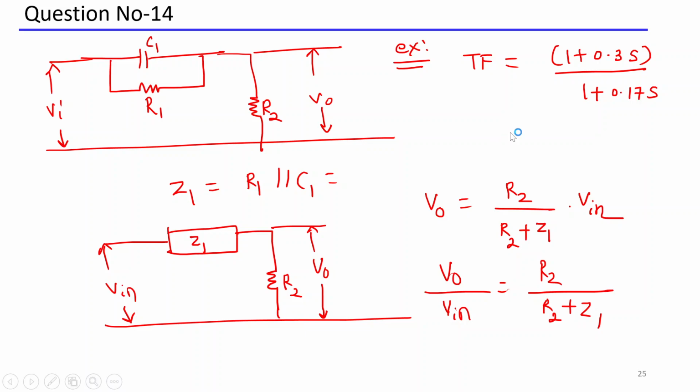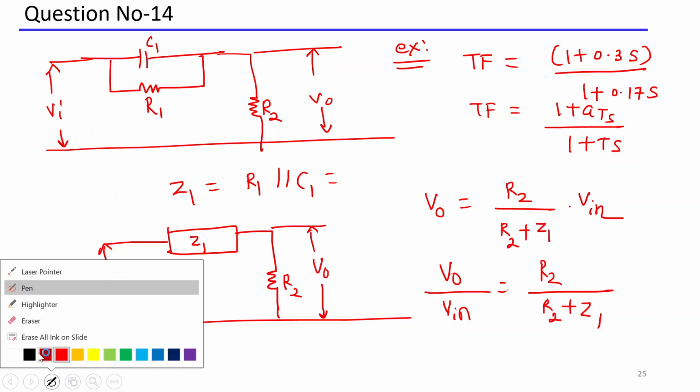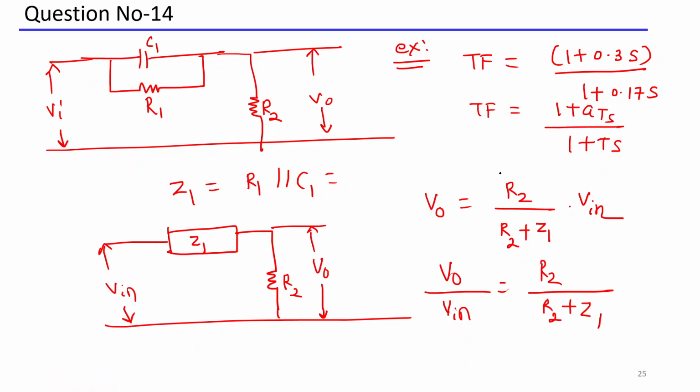This is the transfer function you are getting, let's say, and you have to compare it with the original transfer function I told you in the previous slide. The compensated transfer function is nothing but 1 plus a into Ts divided by 1 plus Ts. So now you compare with this standard equation. If you compare equation number 1 and equation number 2, you have to find out the value of a and T.